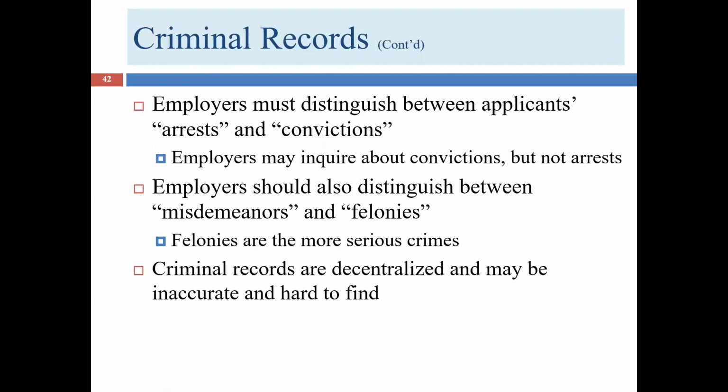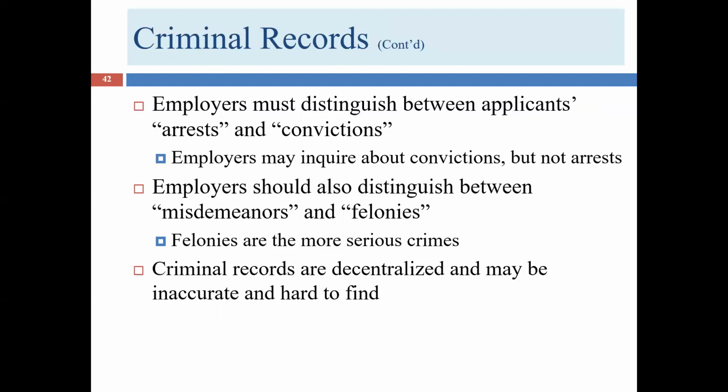Another relevant thing is to make distinctions between misdemeanors and felonies. Obviously, the felonies are the more serious crimes. Doesn't mean that misdemeanors are always not serious crimes. They can be serious crimes. But as you are making the decision, it's helpful to be rather granular. You don't want to have a rule that says anybody who's ever been convicted of a crime is not going to be hired. If you use that kind of logic, then you wouldn't hire somebody who has a speeding ticket or who failed to yield at a stop sign or something along those lines.